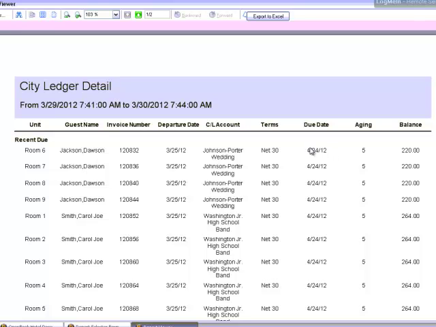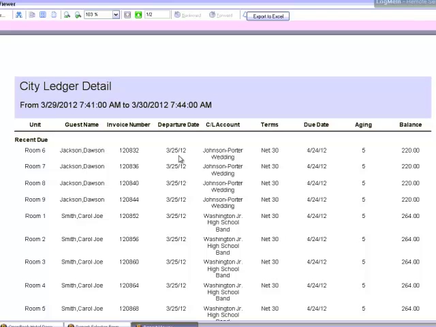Aging shows the number of days since the departure date. With a reservation departing March 25th and an aging of 5, you can see that we're 5 days past the departure date. The aging will be equal to the terms on the due date.